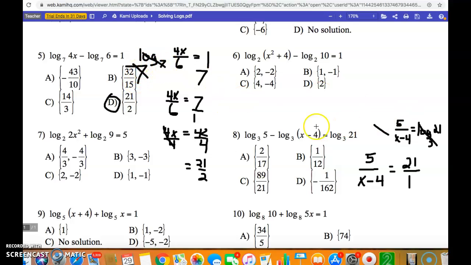This problem did not involve exponentiating because you had logs on both sides. There was a log here and a log here. So it really depends on the situation you're given.